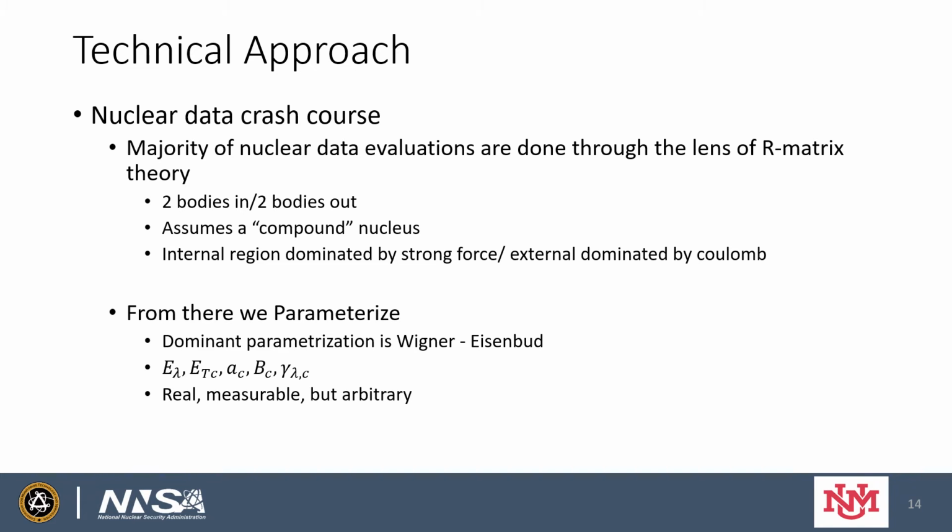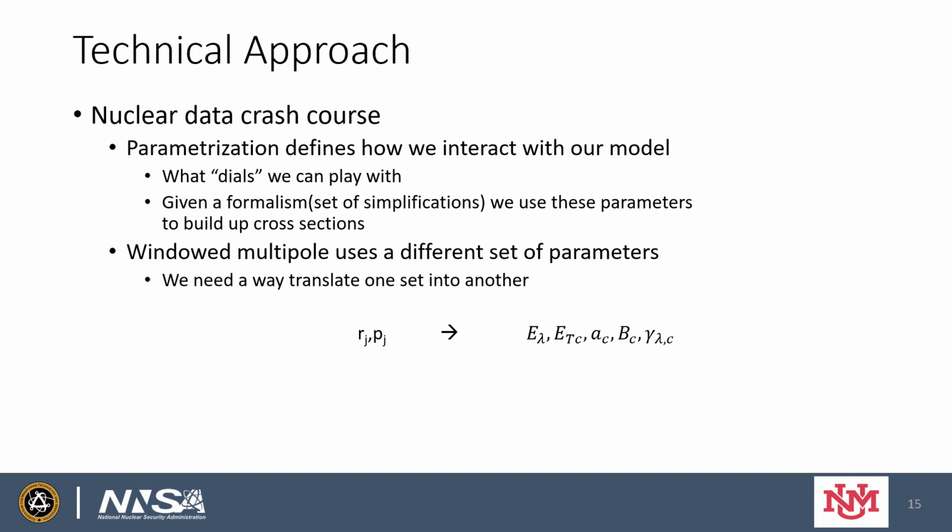From R matrix, we parameterize, choosing which parameters we want to use to interact with our framework, R matrix. The dominant parameterization is called the Wigner-Eisenbud parameters, and they are those parameters we saw earlier and include things like resonance energies and resonance widths. This parameterization defines how we interact with R matrix theory, giving an idea of what dials we can play with. Once we have a framework, R matrix, and we know how to interact with this framework through the use of our parameters, we start to apply a set of simplifications, what is often called a formalism, so we can then build up our cross-sections.